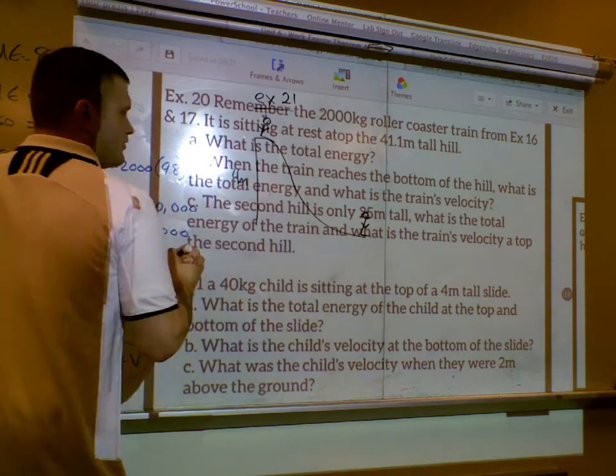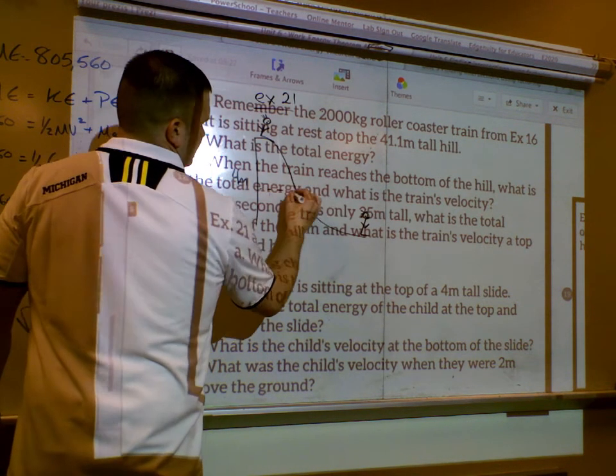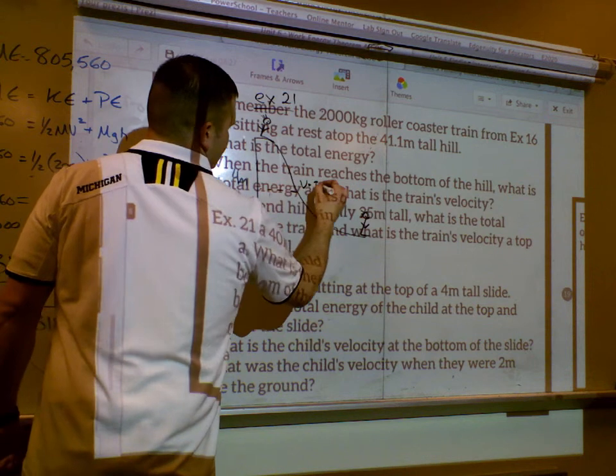Happy at the bottom of the slide. Okay. Then we want to find the velocity here as well.